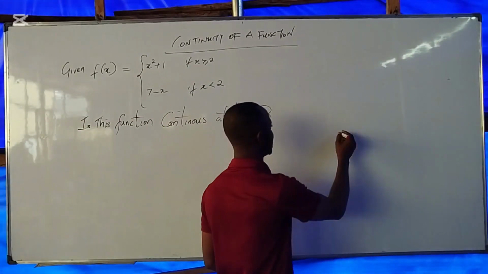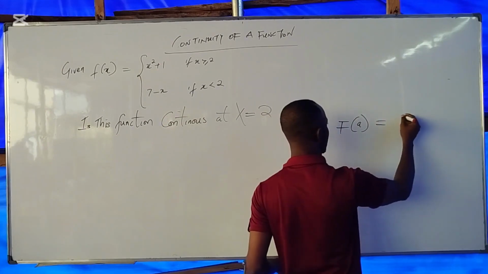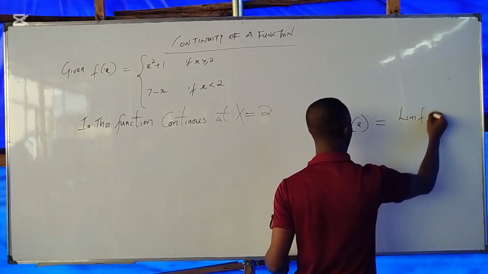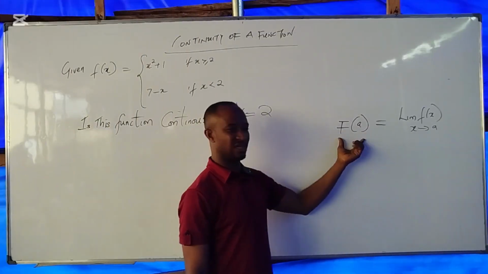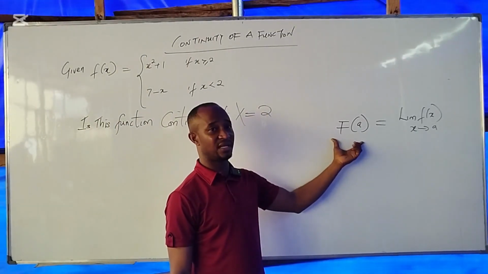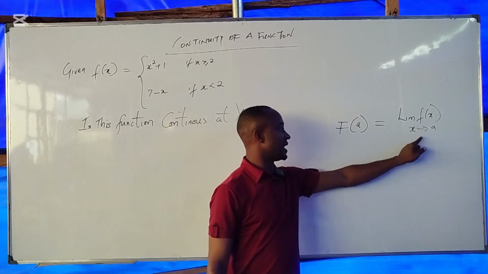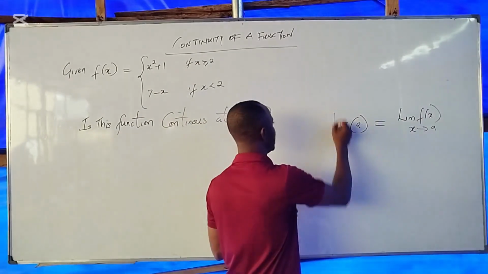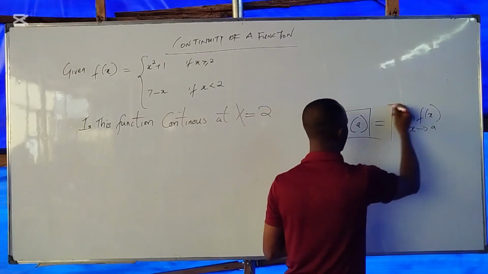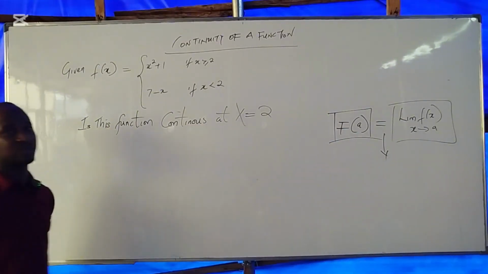Don't forget that we say that for a function to be continuous, f of a must be equal to the limit of f of x as x approaches a. f of a must be equal to this. This must exist. This must be defined, rather. Then the limit of f of x as x approaches a must exist. So once these two are equal to each other, that simply means that the function is continuous at that point.